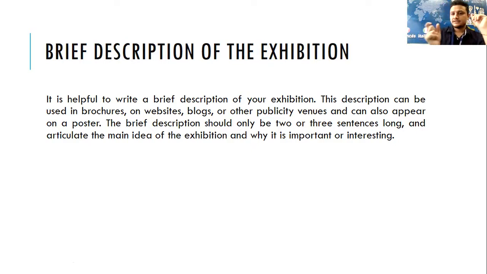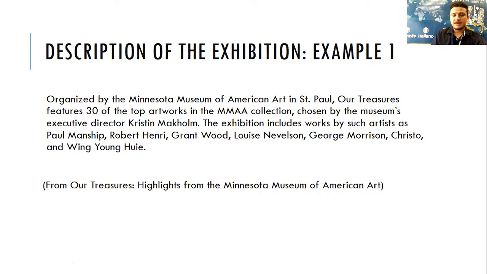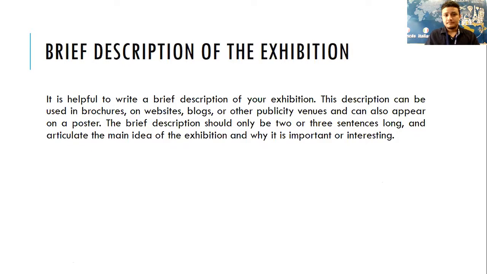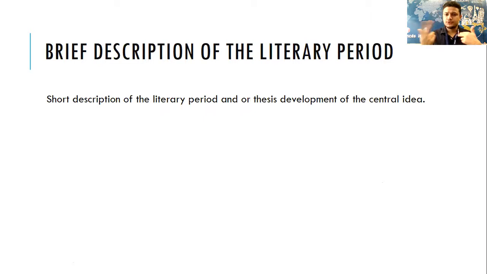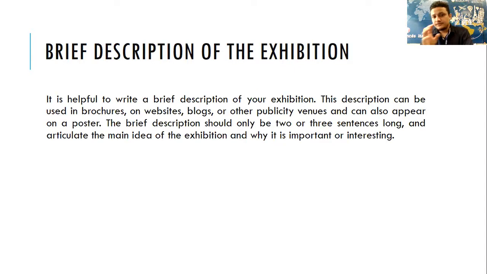And then I'm going to show you an example here. So for example, I have the description of the exhibition, which is not the description of the literary period; they are two different things. The literary period description is about the specific period that I already assigned you, that you're researching, finding documents, pictures and everything. The description of the exhibition, as I said before, should only be 2 or 3 sentences long, no more than 5 sentences, and articulate the main idea of the exhibition and why it's important or interesting.